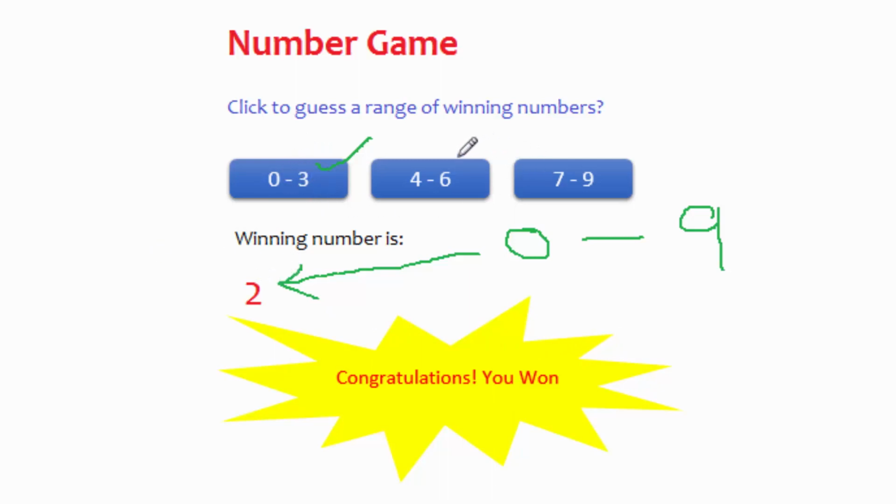But if, for example, I click this button, 4 to 6 range, then the answer is 2, I will have lost. Same as if I click the 7 to 9 button, and the answer is 2, I will lose the game. That way, it will be interesting because what this number will be, nobody knows. It is only the computer which knows. It will choose it randomly between 0 and 9. And to create this game is not difficult.